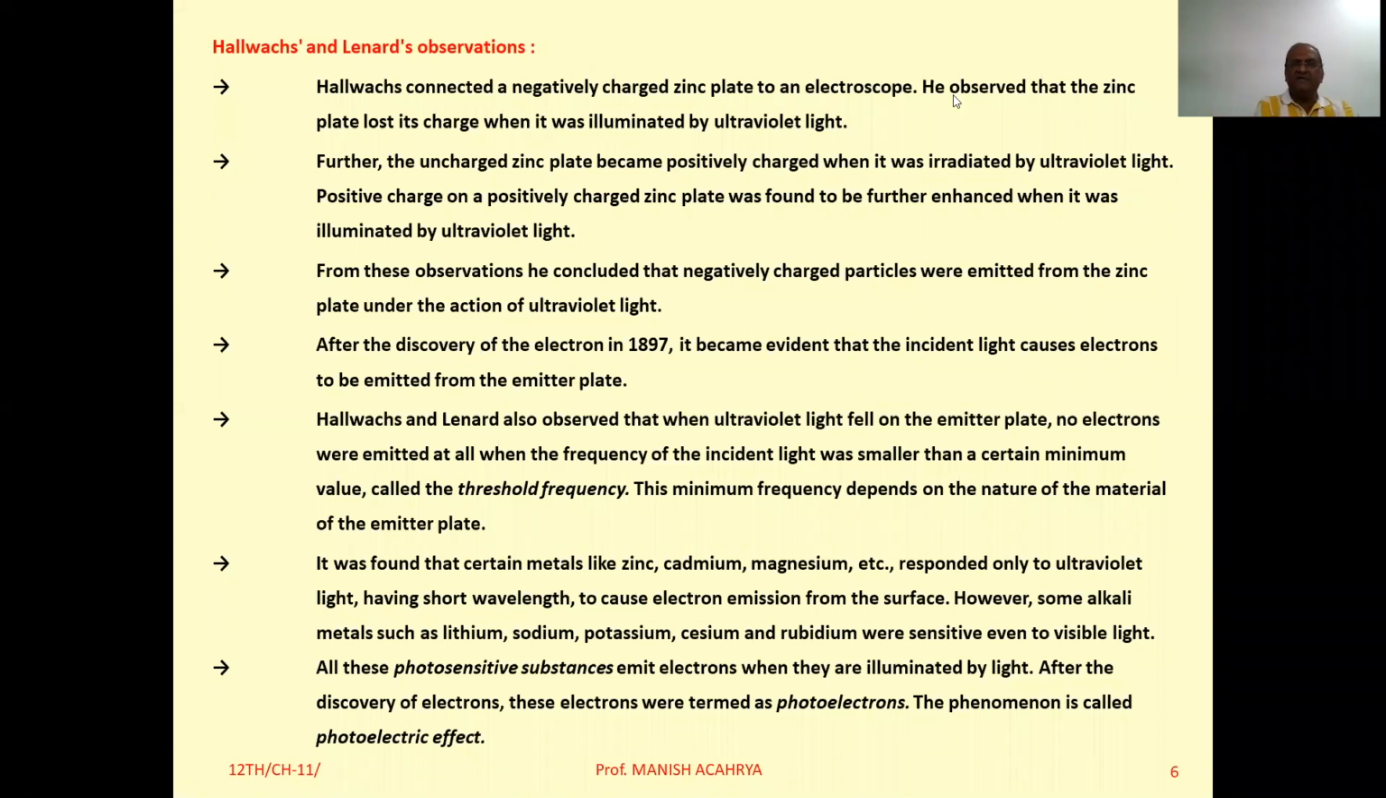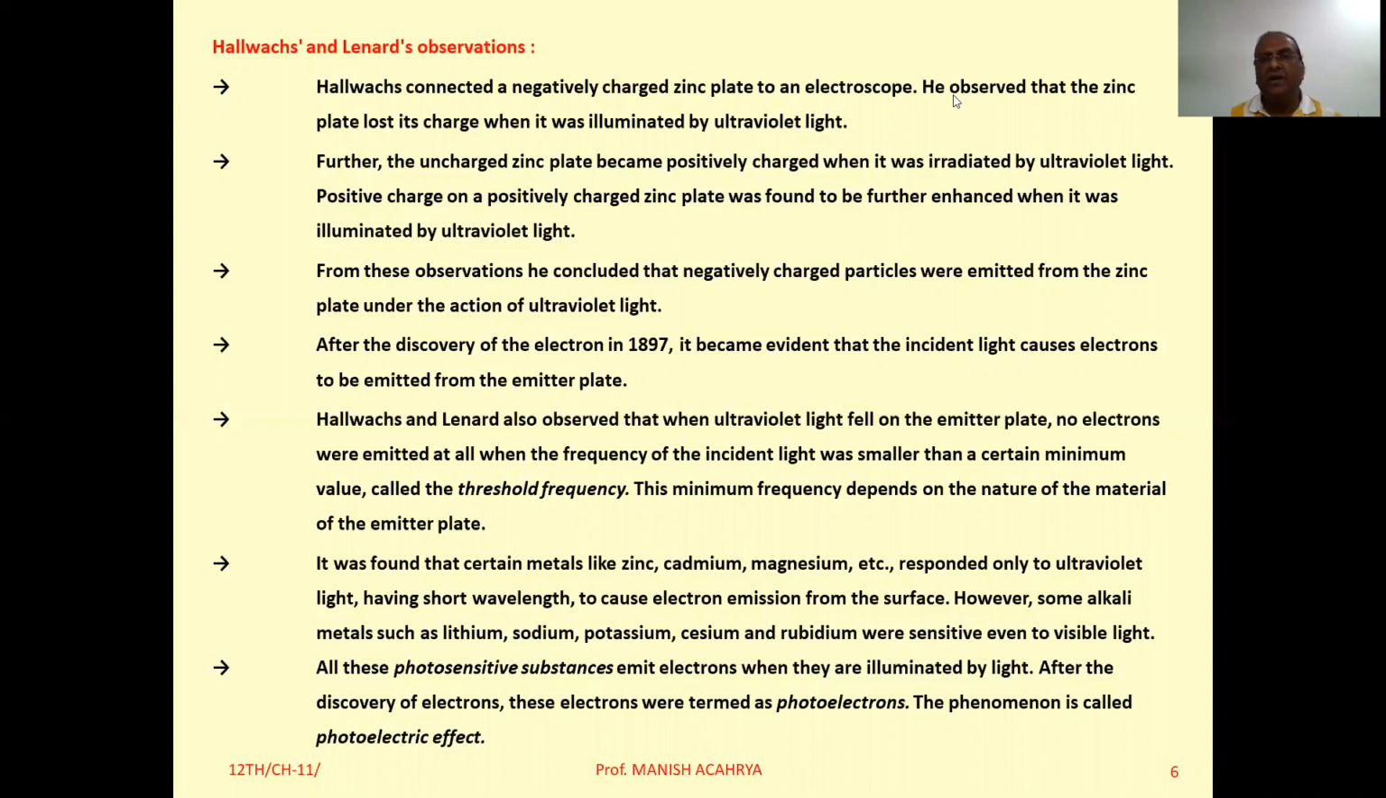So then scientists Hallwachs and Lenard performed some experiments related to the effect of light on metallic surfaces. How did they observe this effect? Which type of experiments were performed by these scientists? First, they took a negatively charged zinc plate that was connected with an electroscope.